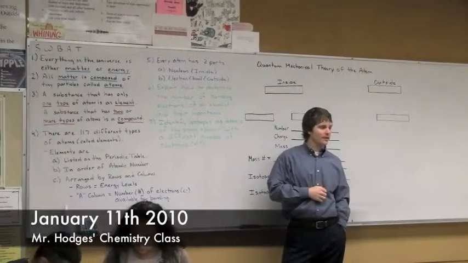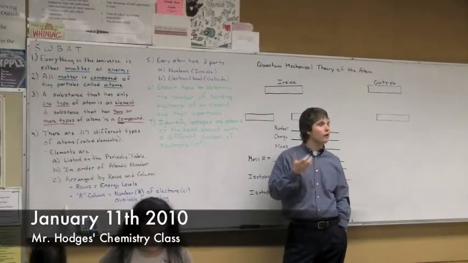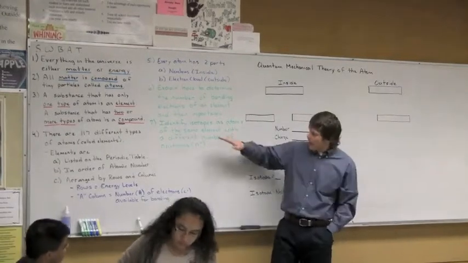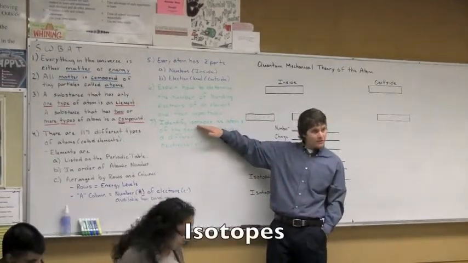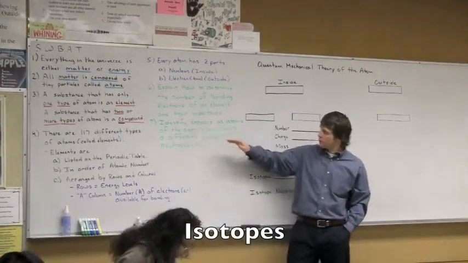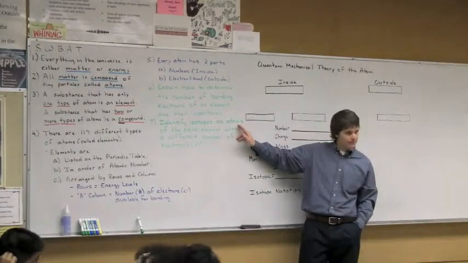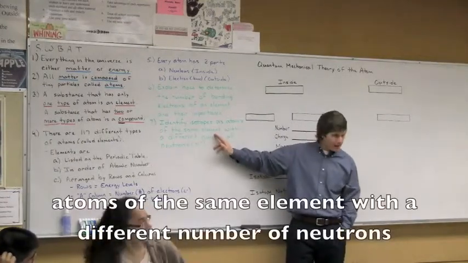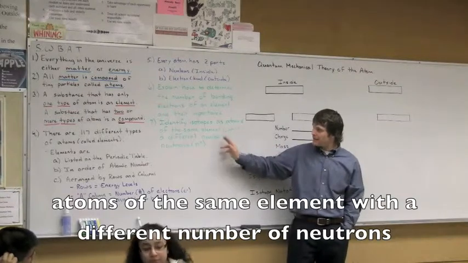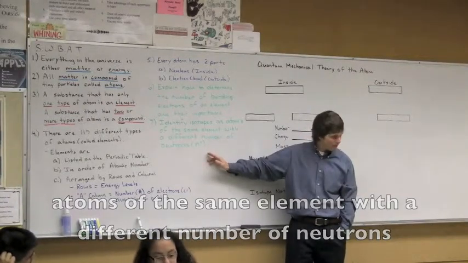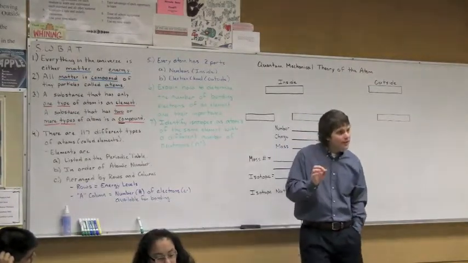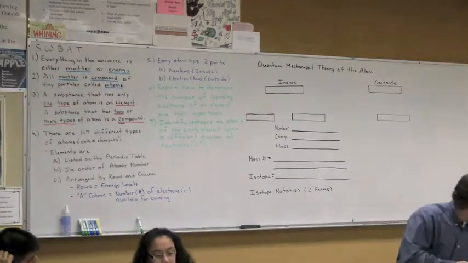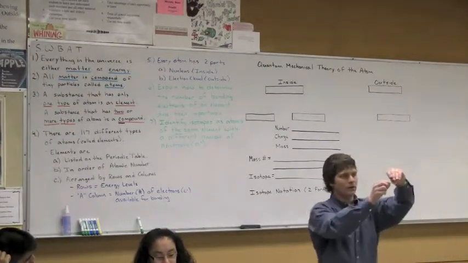Today we're going to be talking about this new word called isotopes. An isotope is a word that we use to describe atoms of the same element, but they have a different number of neutrons. So I want you to think about what we've been doing at the beginning of the semester.